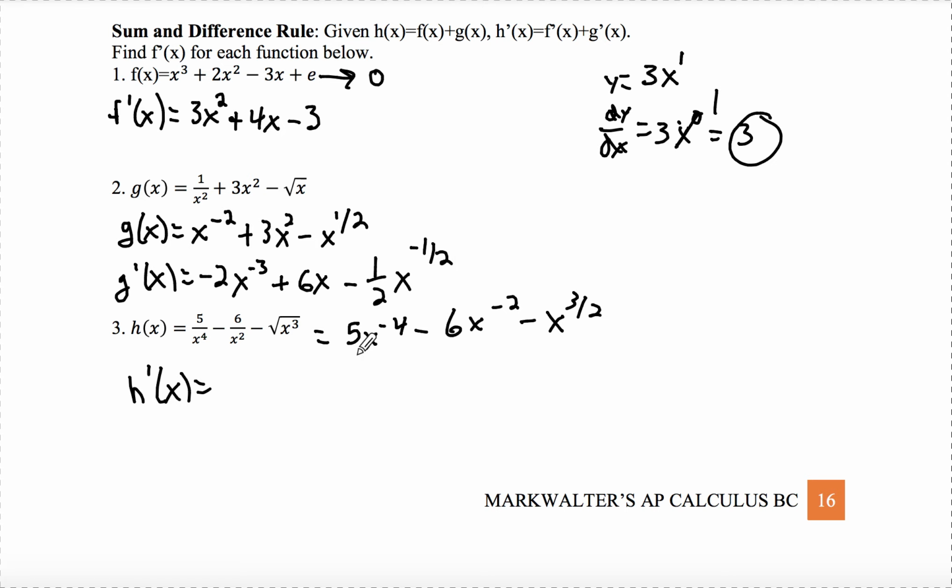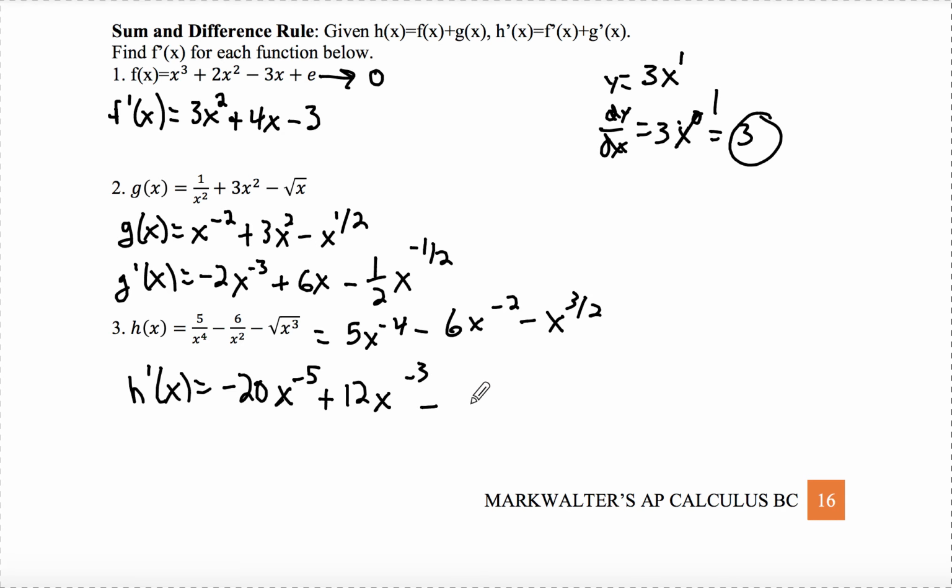So we take the derivative of the first term. I bring down the negative 4. 5 times negative 4 is negative 20. x to the, subtract 1 from the exponent, negative 5. Now look over here. I have minus 6x to the negative 2. So if I multiply minus 6, the coefficient, by the exponent I bring down, I'd end up with positive 12. x to the, I subtract 1 from the exponent, negative 3.